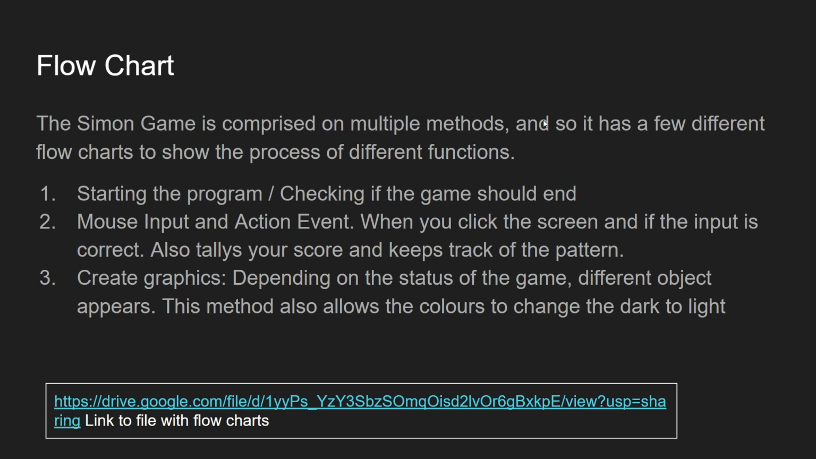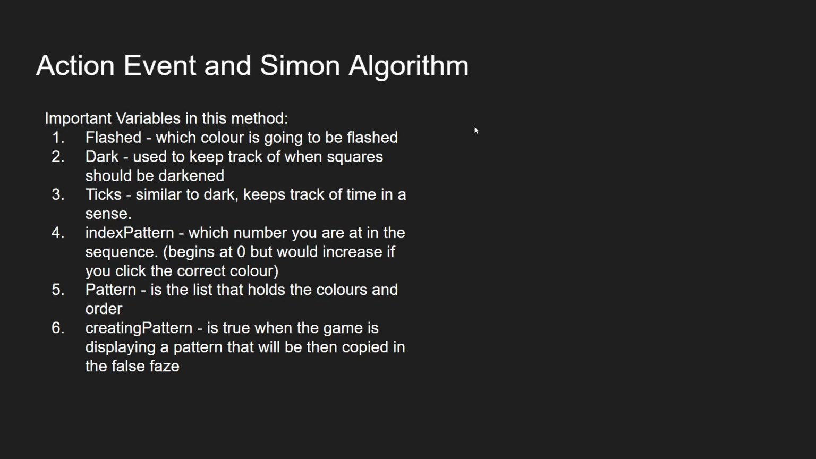So, for my flowchart, I've done a few different flowcharts just so I can demonstrate each of the processes with more detail and make it more organized. And so to first understand the flowcharts, there are a few variables which you should know. The first variable is called flashed, and this basically represents which color is going to be clicked and which one will flash. And I'll get to that later.